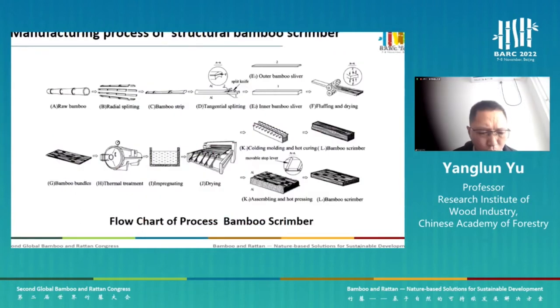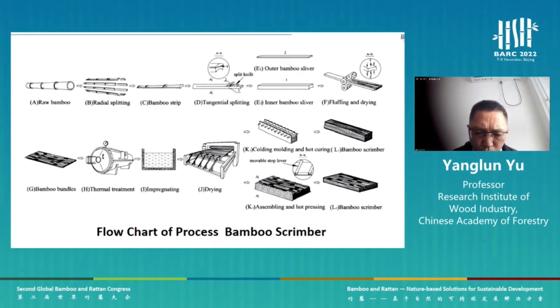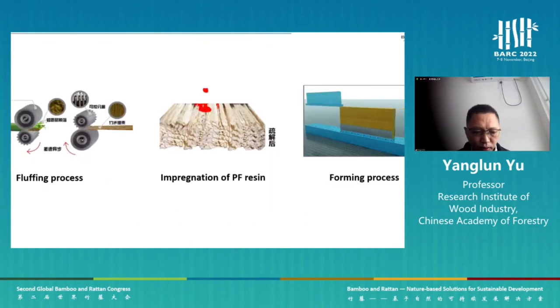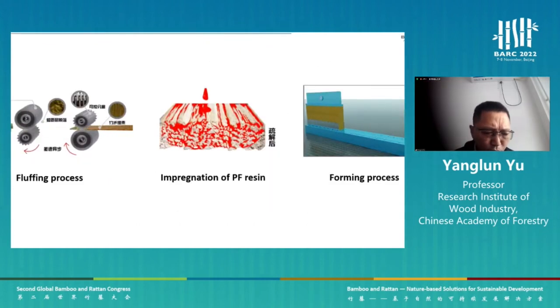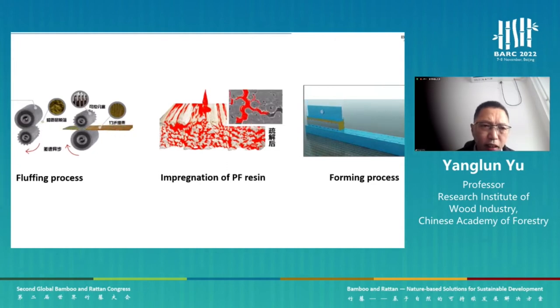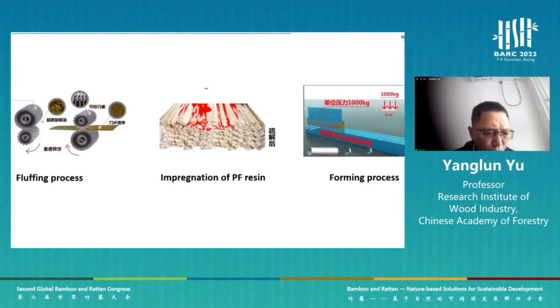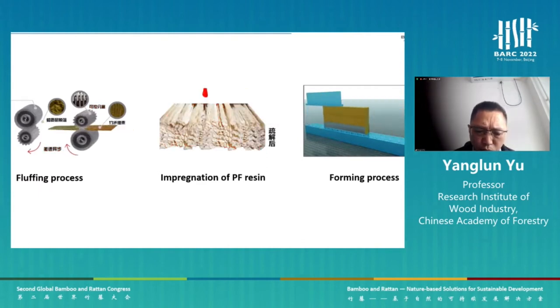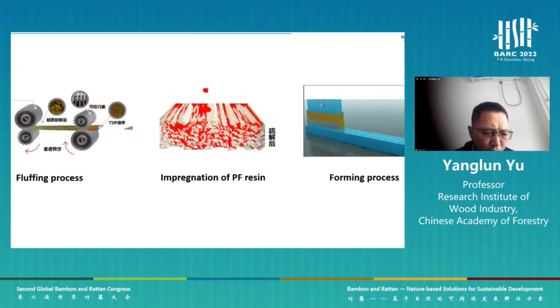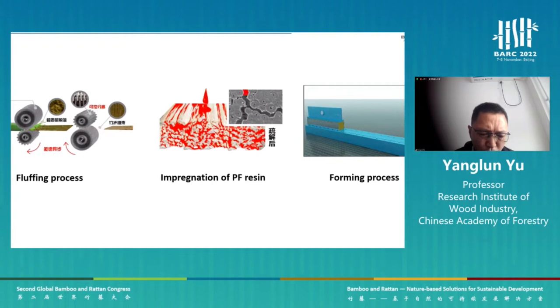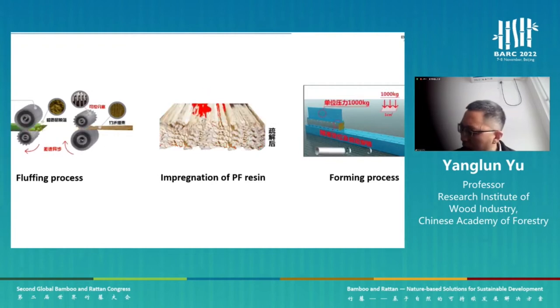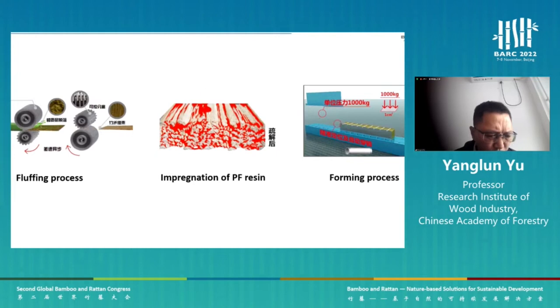This is the manufacturing process of structural bamboo scrimber, which includes the radial splitting, bamboo strip splitting, and also sometimes we need a thermal treatment. After that we have a fluffing process, impregnation of PF resin, leveling, very even, and then we have a forming process and the pressure.